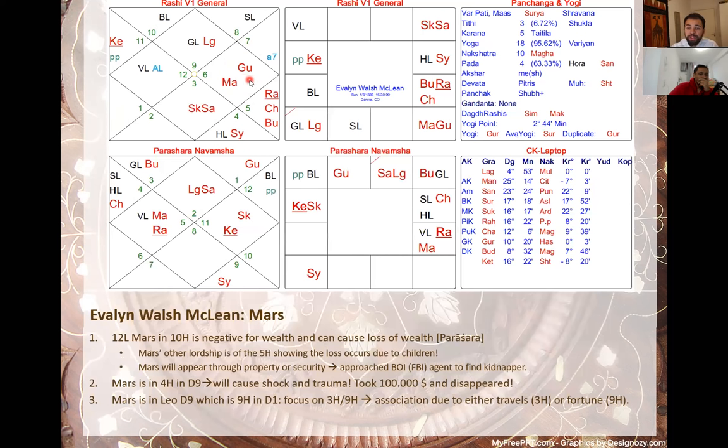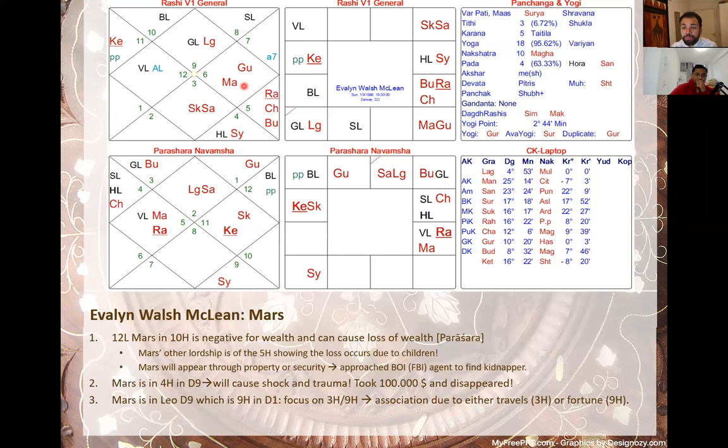So in this person's chart, I have noticed that among these Kendras, one of them has a Dushtana lord. Mangal is the 12th lord and it is in the 10th house. So what I first understand from this chart is, if a Dushtana lord is in the 10th house, the person is going to lose wealth, and it's going to be because of the planet in or lording the 10th house.